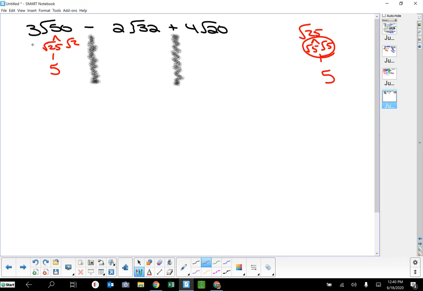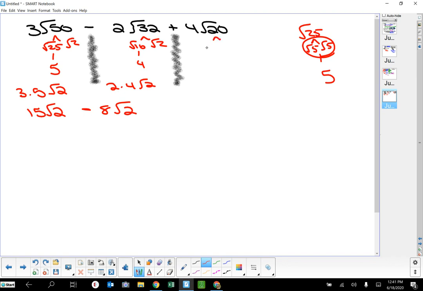So to finish off this left-hand one, I have 3 times 5 radical 2 is 6 radical 2. Oh my gosh, 6. Where the heck did that come from? That is not 6 radical 2. It is 15 radical 2. And then I'm going to bring my minus sign down. 32 is 16 and 2. Well, the root of 16 is 4. So this is 2 times 4 radical 2. So this is 8 radical 2.